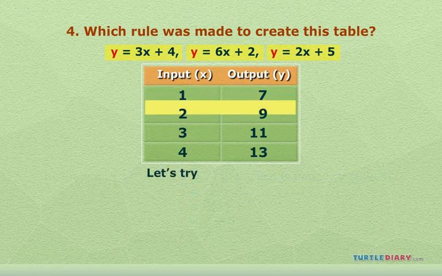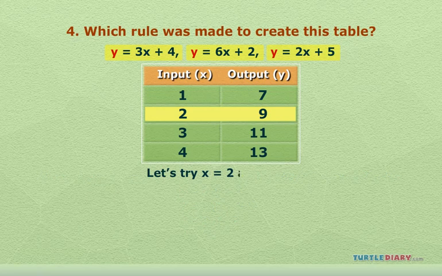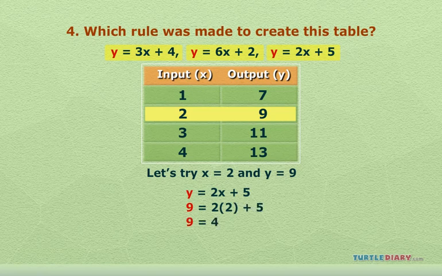Let's try x equals 2 and y equals 9. y equals 2x plus 5. 9 equals 2 times 2 plus 5. 9 equals 4 plus 5. 9 equals 9. This works again, so it appears this is the rule.